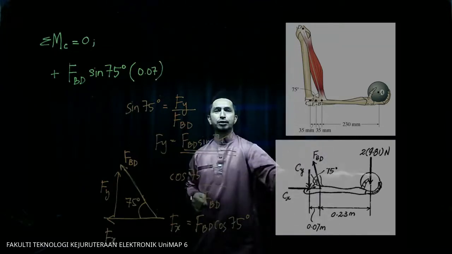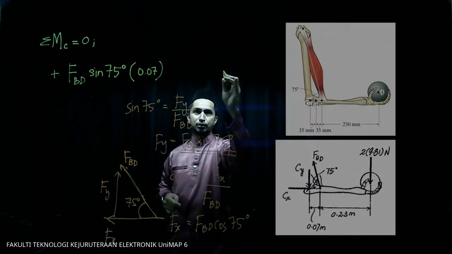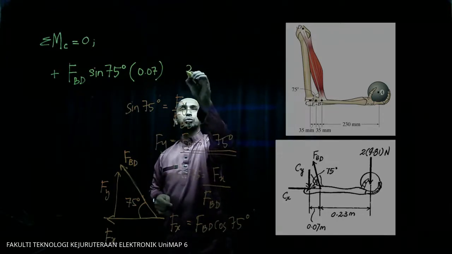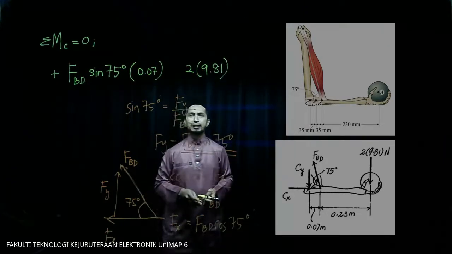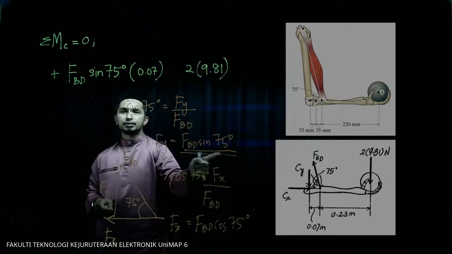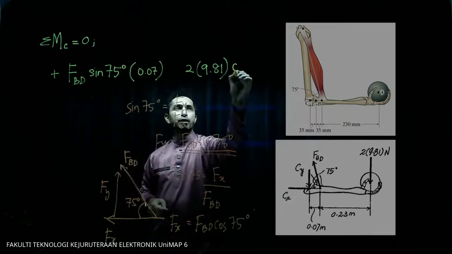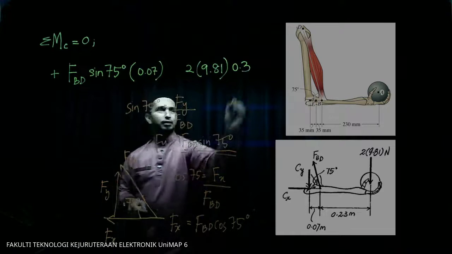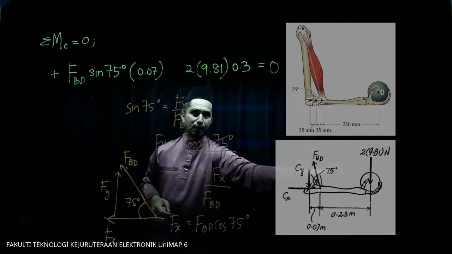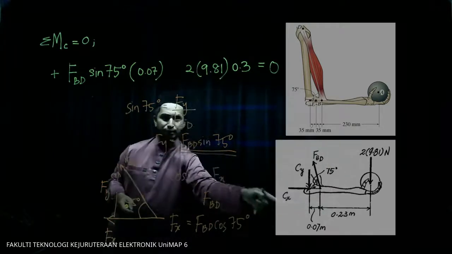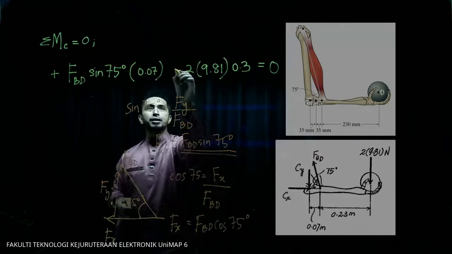Okay, and then I have another force, the weight. The weight is 2 kilograms, 2 times 9.81, you need to convert into Newton. And the distance should be 0.23 plus 0.07, it will be 0.3, equal to 0. Because the weight is going down, it will rotate at point C. The rotation is clockwise. Clockwise will be minus.